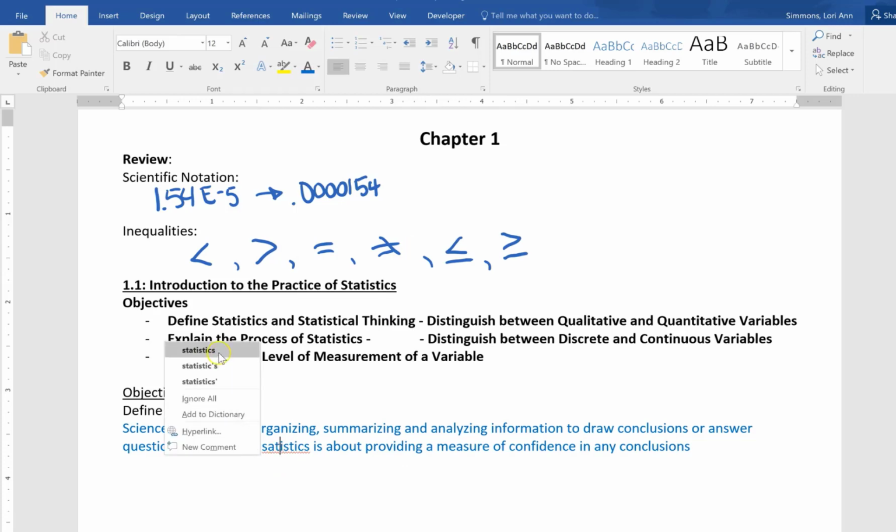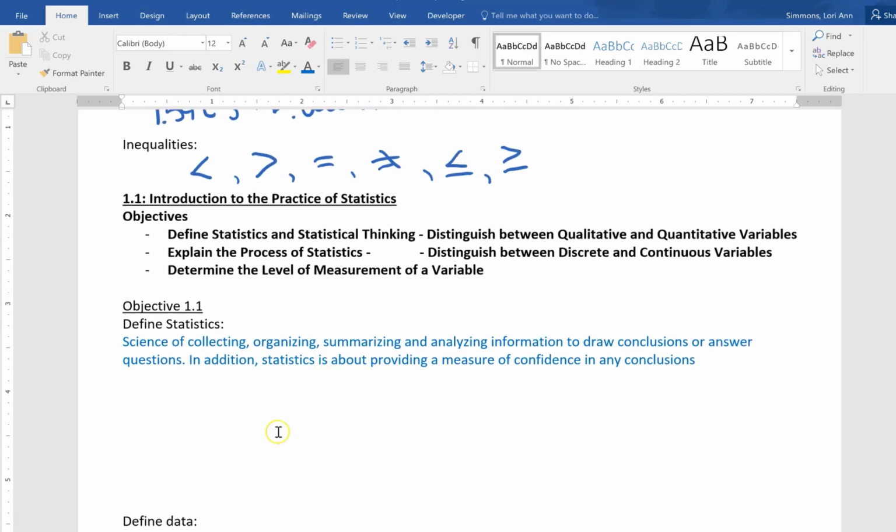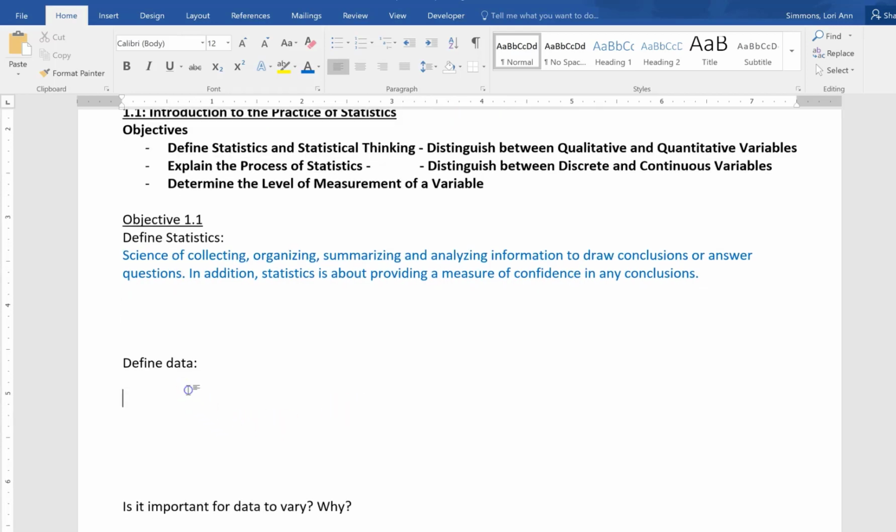So when you think of statistics, what we're trying to do is gather information from a sample and project it to the population. So that is what this last sentence is kind of saying. So we will get into that more in this section and in this whole course. Let's move on to defining data.